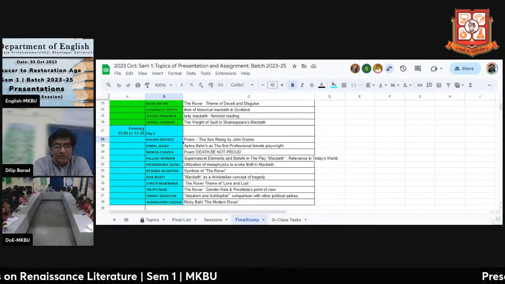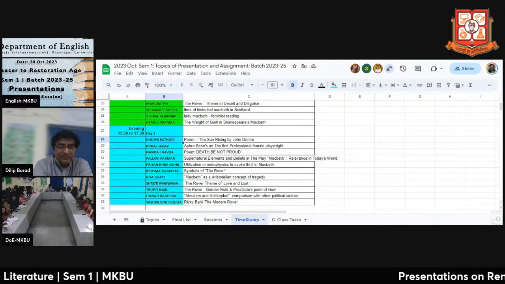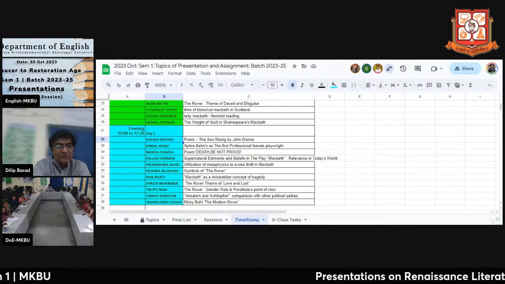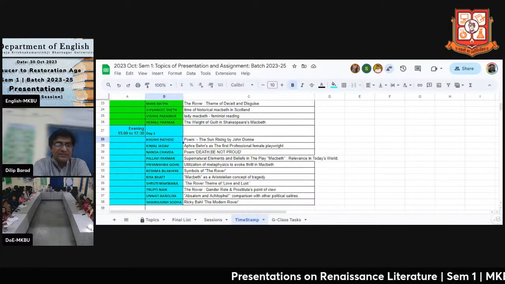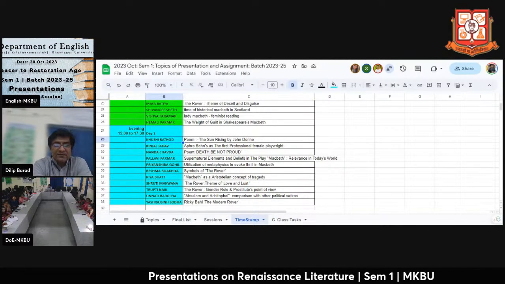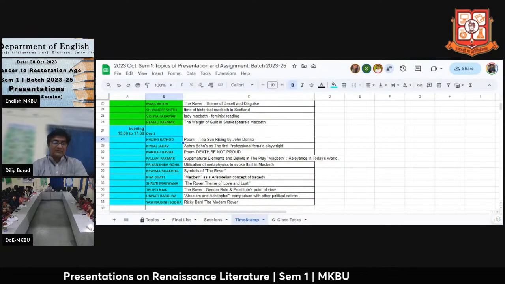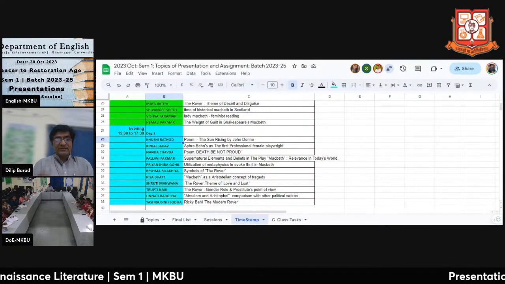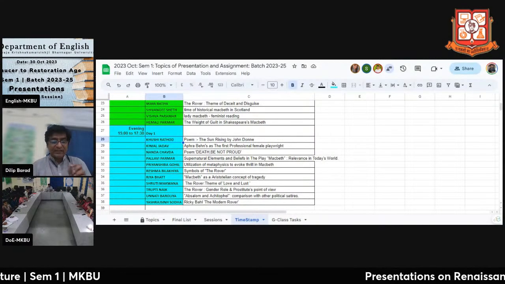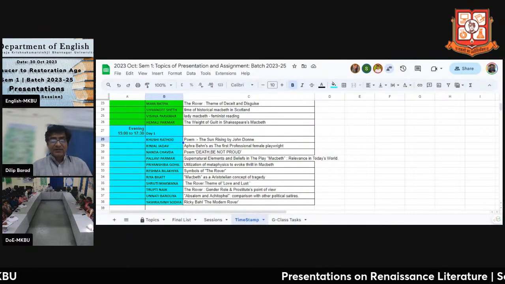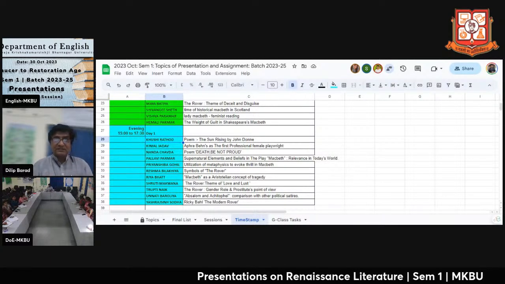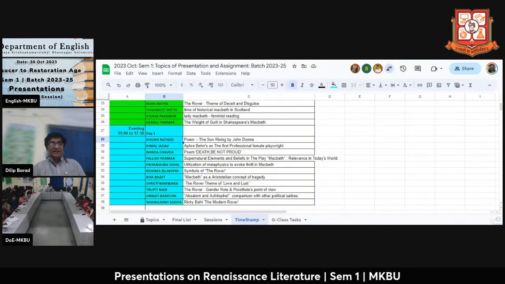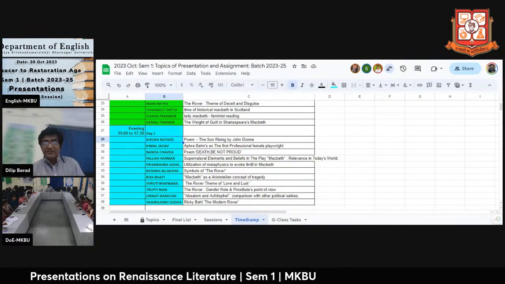Yashraj will read on Ricky Bahl's, The Modern Rover. So Ricky Bahl's, I think you want to say apostrophe s, The Modern Rover. Okay. So what you are trying to do with that you can clarify by putting a keyword, analysis, comparing, what kind of study you are doing, critical study. One or two words can be put in the title.